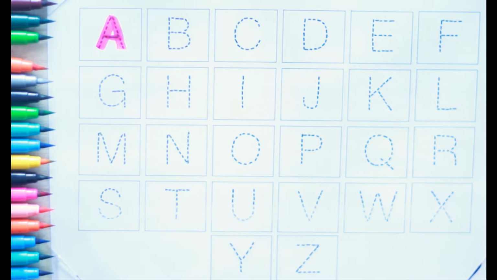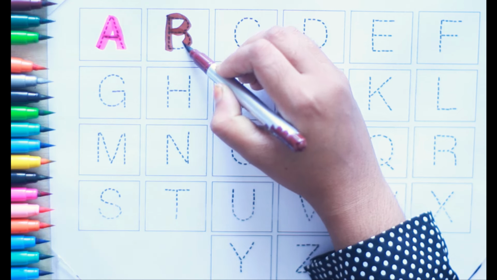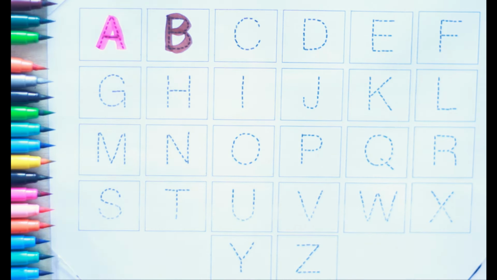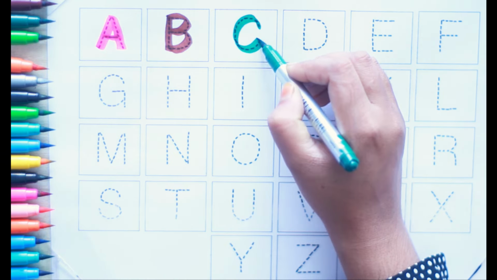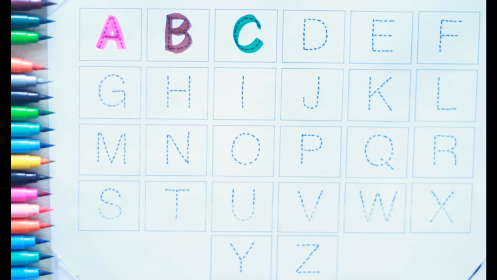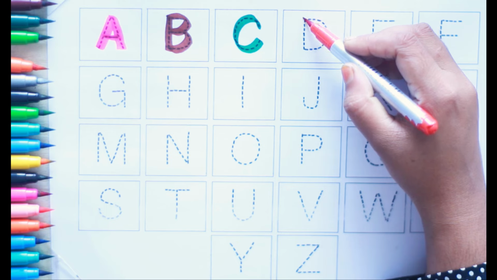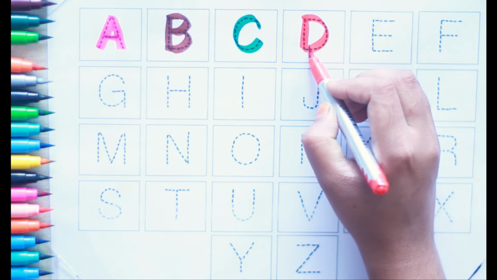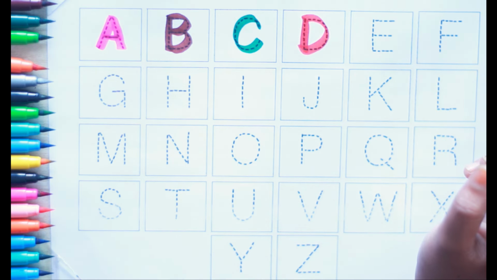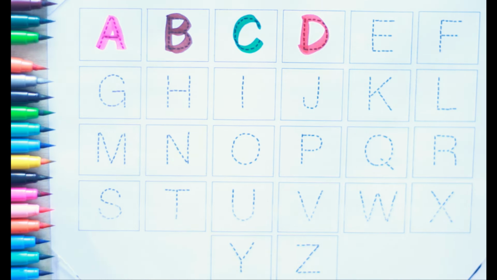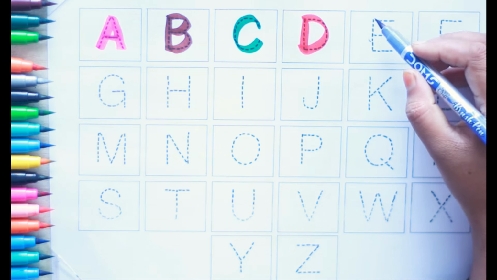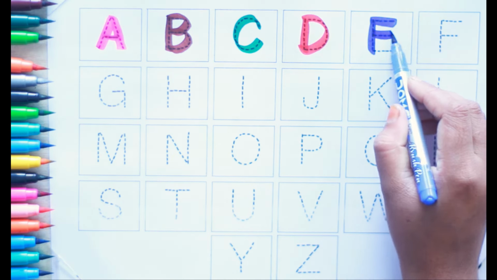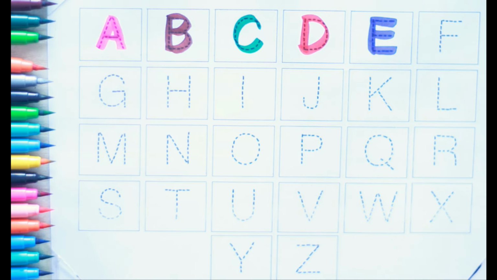A for ear. Brown color. B for blackberry. Green color. C for cucumber. Red color. D for drug. Blue color. E for eight.